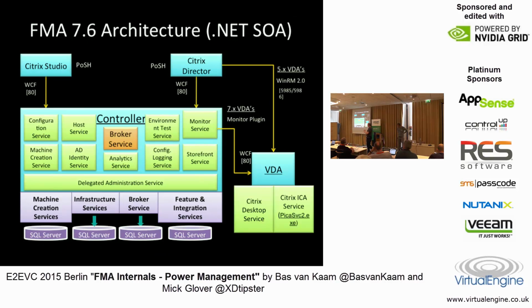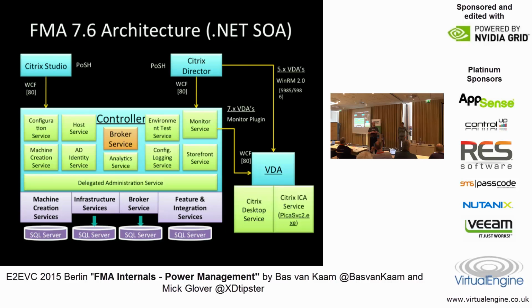So again, this is probably very familiar to a lot of people. I think every presentation I've ever done, I've shown some form of this architecture. So we're looking at the high-level FMA architecture here. This has been updated to 7.6. We can see the broker service sitting right there in the middle. So one of 11 siblings.